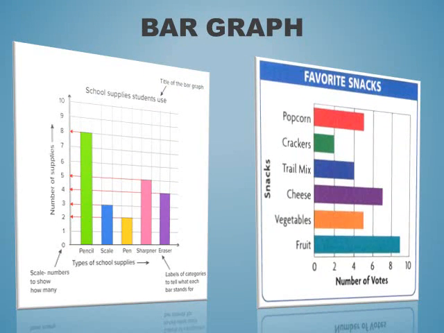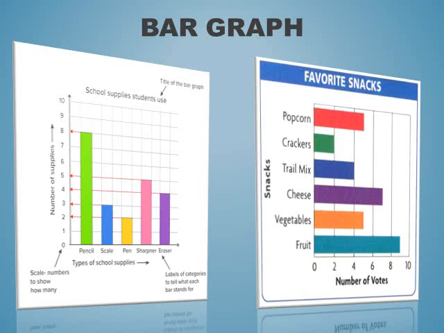In my last slide, I have a bar graph. I have 2 kinds of bar graphs. In the first bar graph, it is vertical. In my second bar graph, it is horizontal. Of course, they have a title. You have on the side the scale. It is the numbers. It will show me how many.